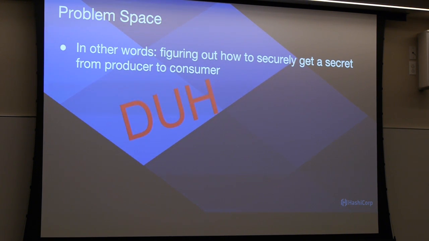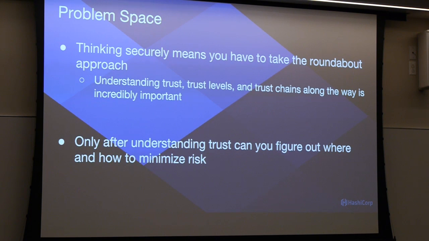Like, duh, right? Okay, we can all agree this is obvious. You already probably all knew that when you walked in here. But you have to take the roundabout approach to thinking about this, because trust levels and trust chains are very important. You have to be able to model stuff. Only after you understand what you can trust in your environment can you actually figure out how to model your data flows and how you can use orchestrators and all these other things to do things in a secure fashion. You can't get there just by saying, well, I think that we can trust this.